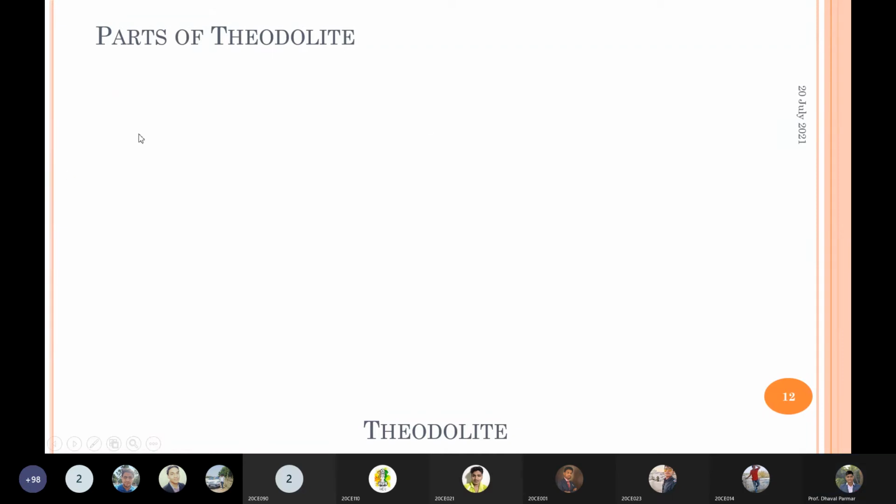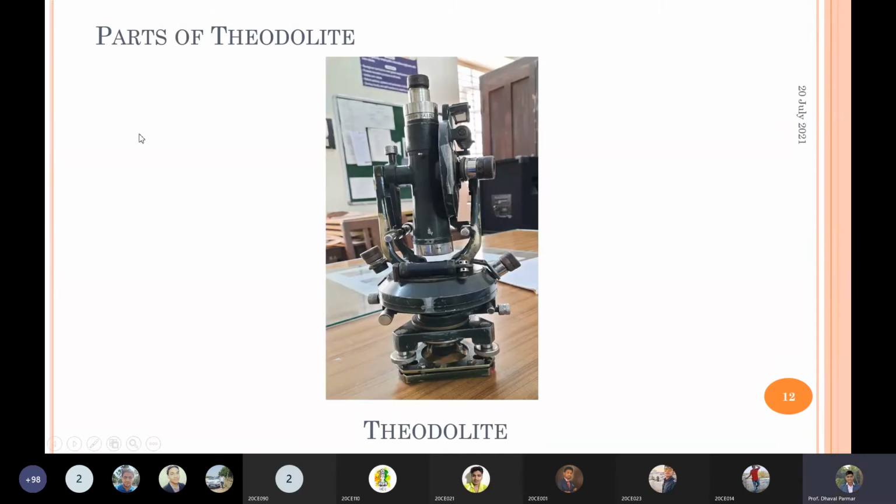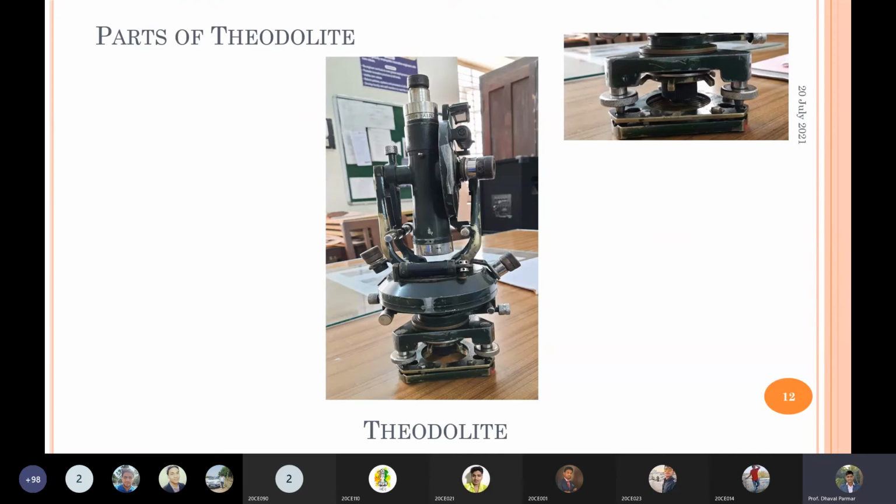Now, the first component of the theodolite is called the leveling head, trapeze, and foot screw. This one is the bottom portion. Using this leveling head and the foot screws, you can level your theodolite properly. So the leveling head and foot screws are useful for leveling your instrument.